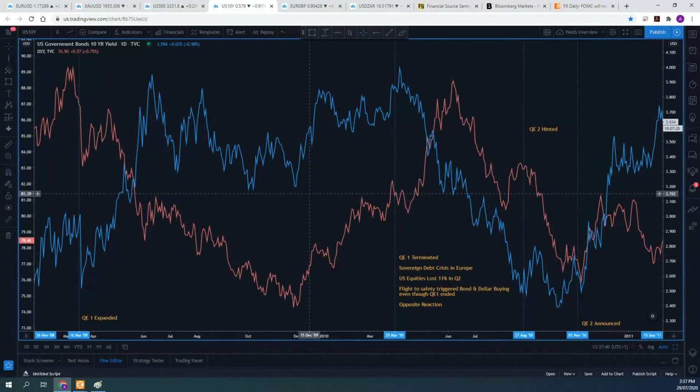Fast forward to 2010, we actually had QE1 terminated, right? So they stopped buying, and that would normally see upside in yields as well as the US dollar. Now, we did see upside in the dollar, but we saw the opposite reaction in yields. And the reason for that is very important. At that same stage, we had the sovereign debt crisis popping up in Europe.